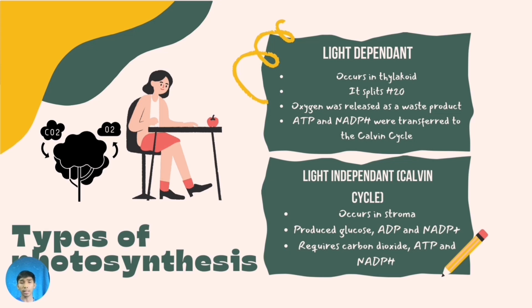Next, the light independent reaction. This process occurs in the stroma. It requires carbon dioxide, ATP, and NADPH to carry out this process. Then this process will produce glucose, ADP, and NADP plus.